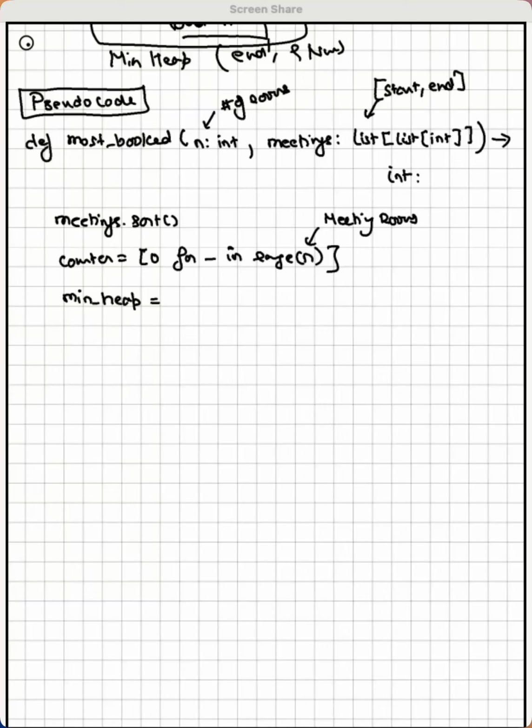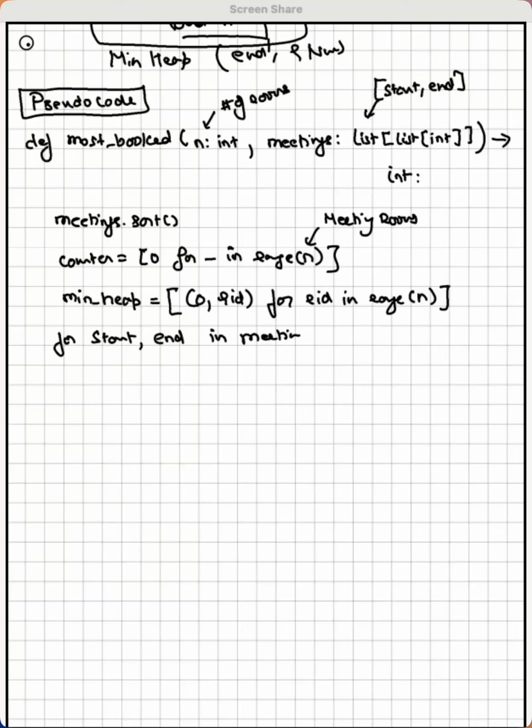Which means we will have to initialize the min heap with these rooms, so that as and when I am processing the meetings, I keep pulling these rooms out of the min heap. So let's do that part. Let's say the end time is 0 and the room ID is what I'm going to be filling in. So for room ID in range of n. Now let's process for start comma n in meetings.